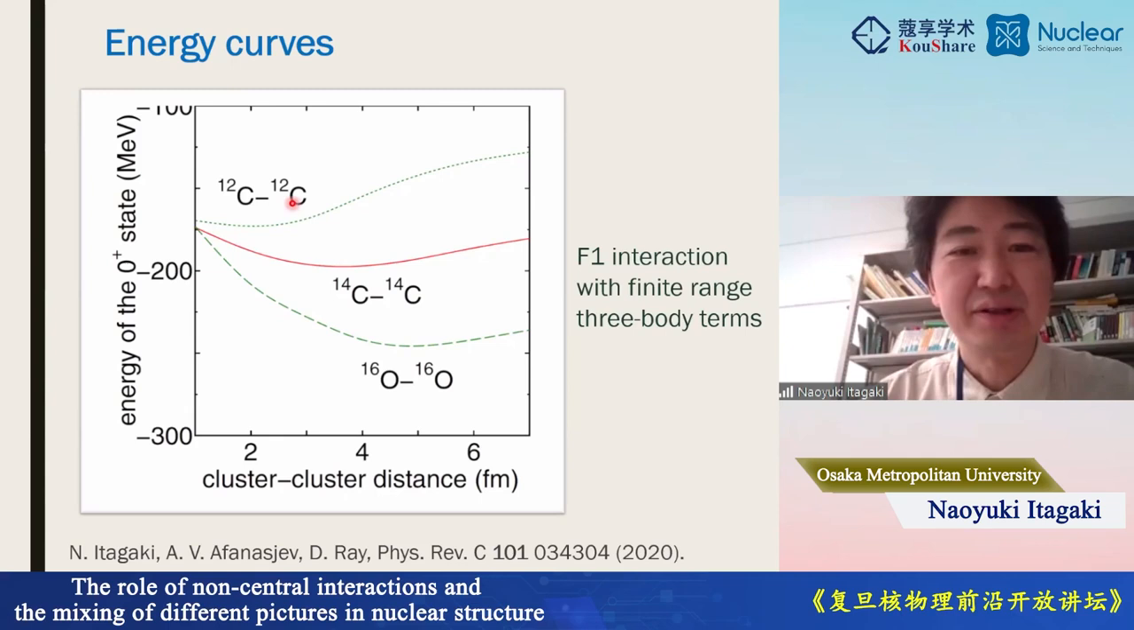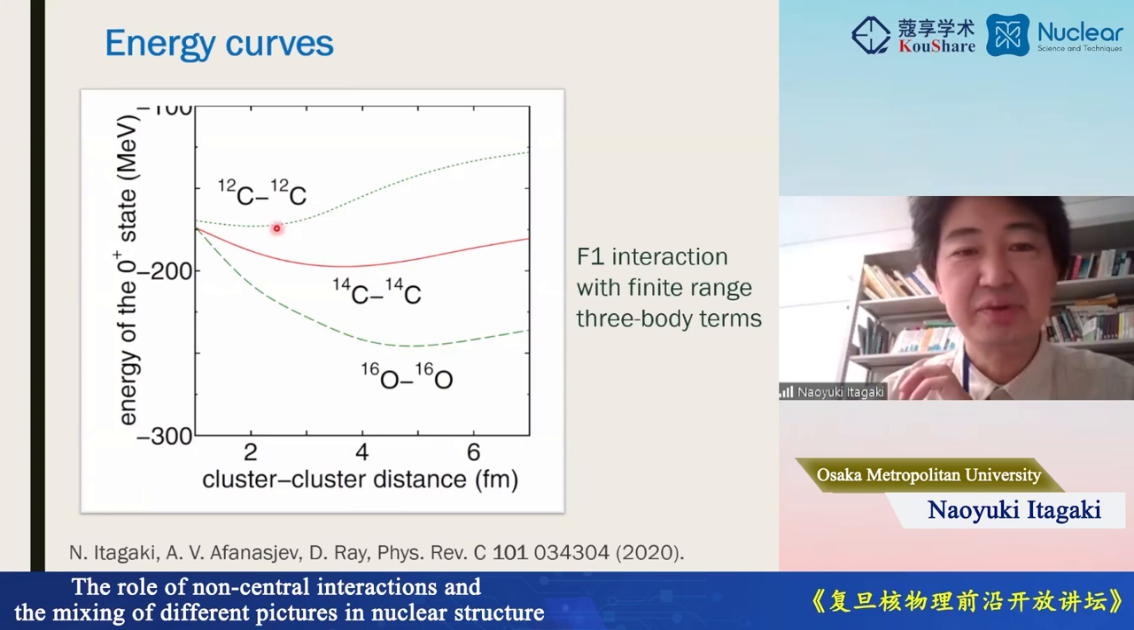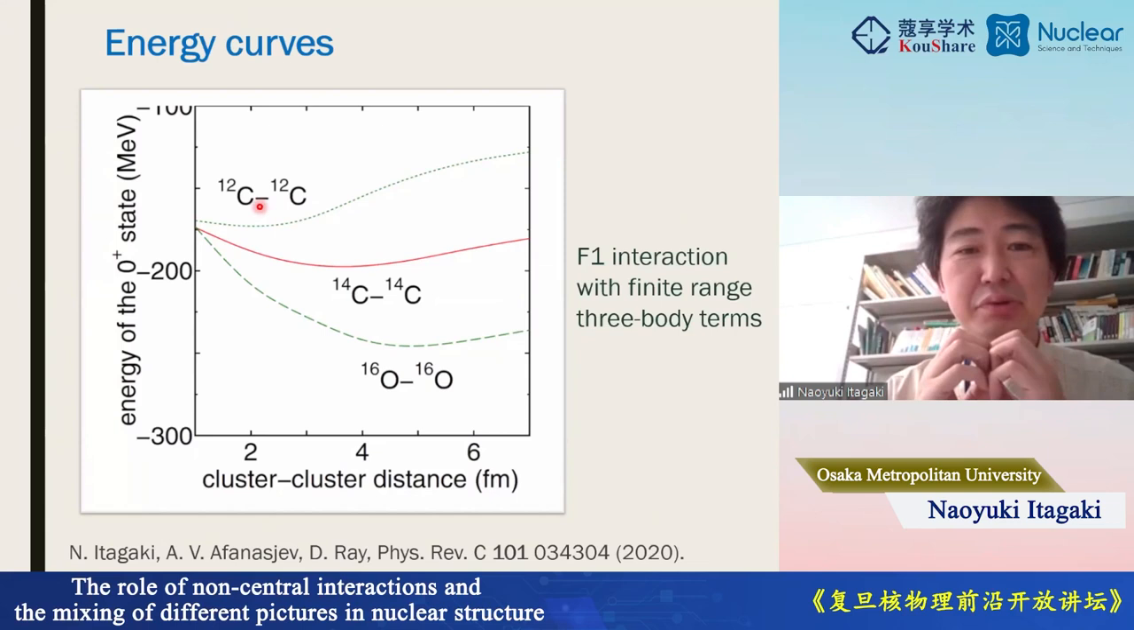So for carbon 14 plus carbon 14, there is a large distance between them, 4 centimeters or so, compared to carbon 12 plus carbon 12. And what is the reason? The reason is quite simple. In the case of carbon 12 plus carbon 12, if the relative distance gets closer, then it goes to the ground state of magnesium 24. So it overlaps with the ground state.